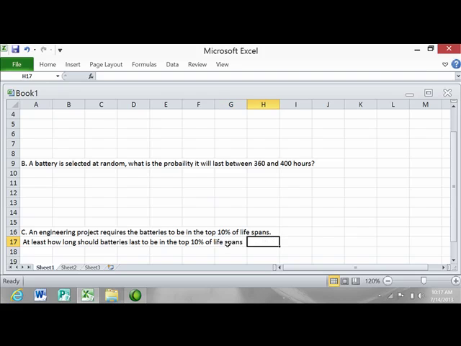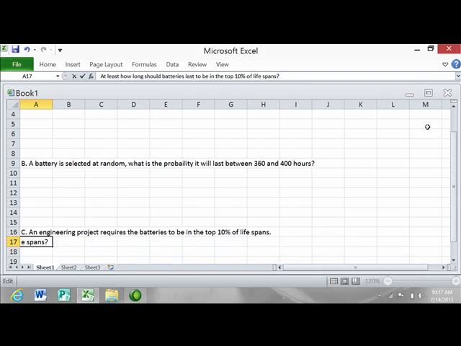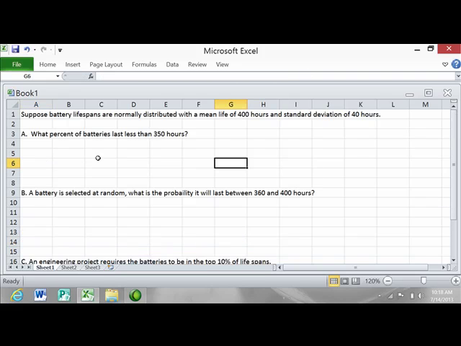And finally, an engineering project requires the batteries to be in the top 10% of lifespans. That means the 90th percentile or more. At least how long should batteries last to be in the top 10% of lifespans? So that question is going to involve kind of going backwards. But let's look at the first part A. We want to know what percent lasts less than 350.